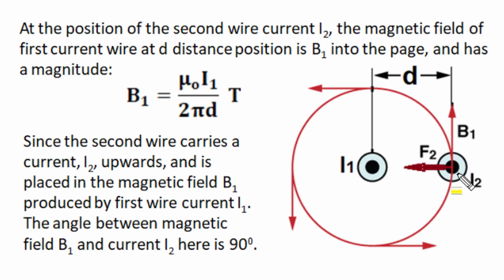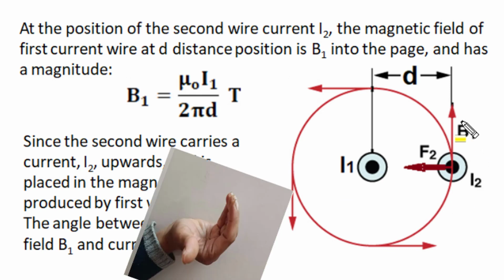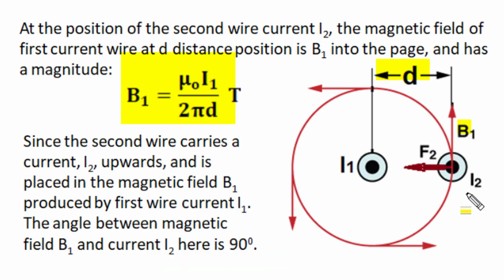At the position of the second parallel current I2, the magnetic field of the first current B1 at a distance d from this long straight conductor is given by this relation. Magnetic field is mu 0 I upon 2 pi d, where I is the current in the conductor and d is the perpendicular distance of the observation position. And since this second current I2, normal to this screen towards us, is placed in the magnetic field produced by the first current, the angle between the two is 90 degrees.